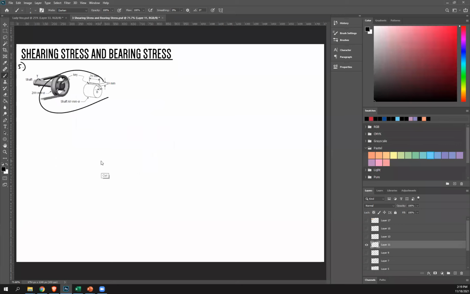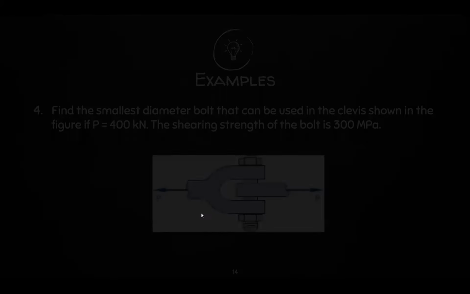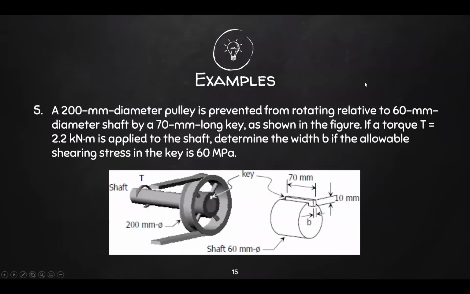So 5 is a bit more complicated, as you can see. A 200 millimeter diameter pulley is prevented from rotating relative to a 60 millimeter diameter shaft by a 70 millimeter long key as shown in the figure. If torque is 2.2 kilonewton meter applied to the shaft, determine the width b if the allowable shearing stress in the key is 60 MPa.